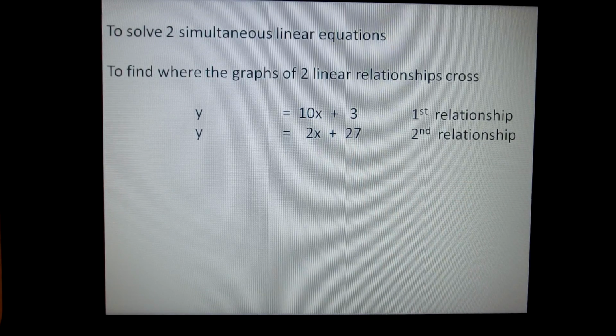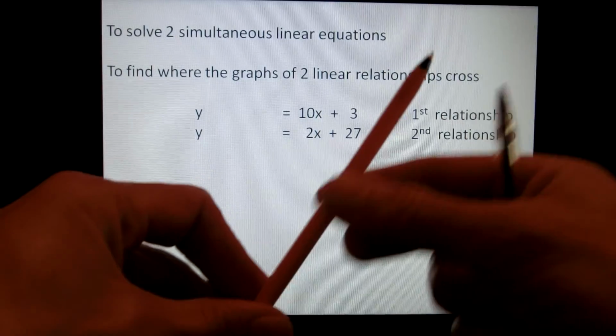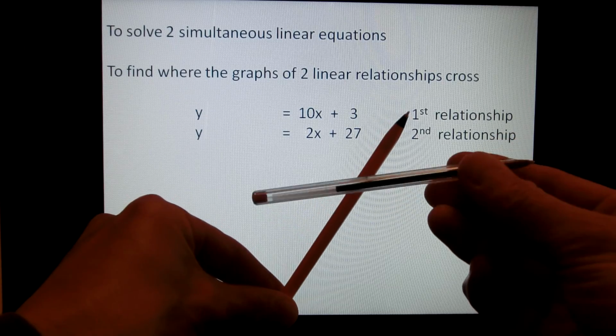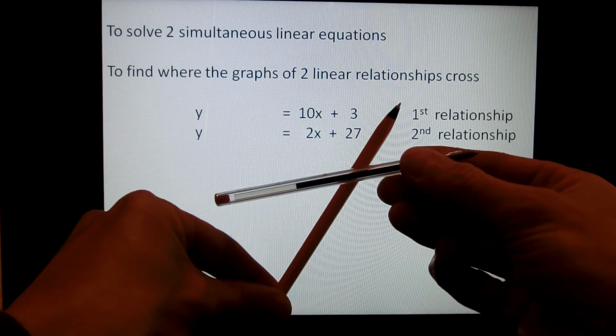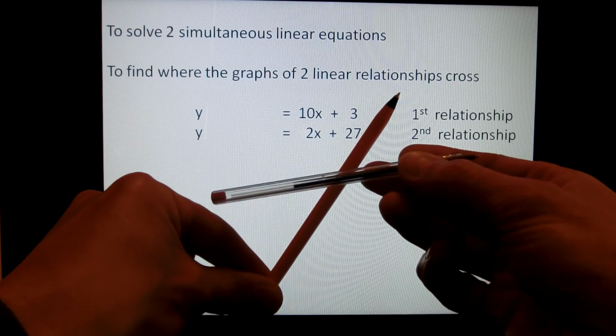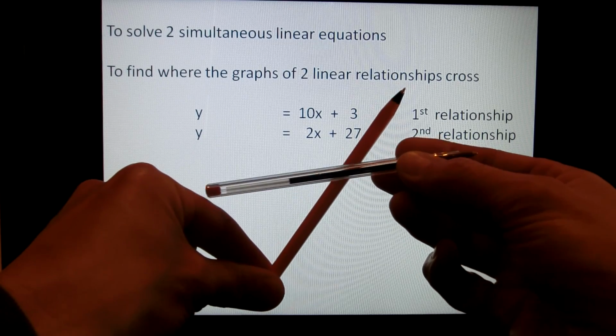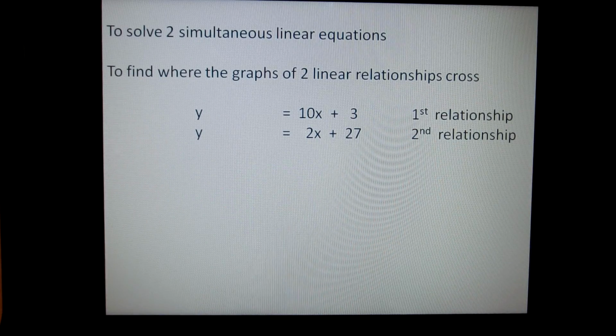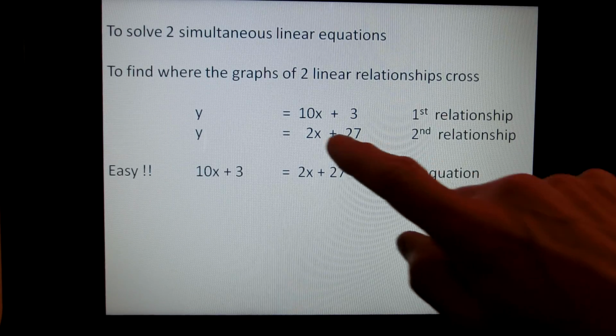So if you plotted those two linear relationships on a graph, the first one starts low and is very steep. The second one starts much higher and is a lot flatter. So they would inevitably cross somewhere. And our job in this topic in maths is to find the coordinates of the point where those two straight lines cross.